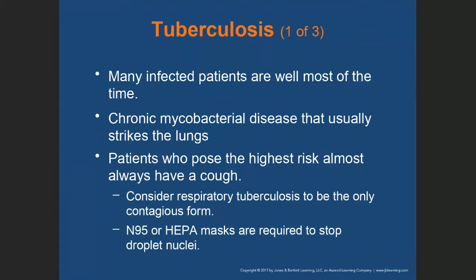Right, now tuberculosis. Many infected patients are well most of the time. Tuberculosis is a mycobacterial disease that usually will affect the lungs. Patients who pose the highest risk almost always have a cough. And this is going to be a cough that lingers for weeks. Consider respiratory tuberculosis to be the only contagious form. You definitely need an N95, you need a HEPA mask, required to stop the droplet.